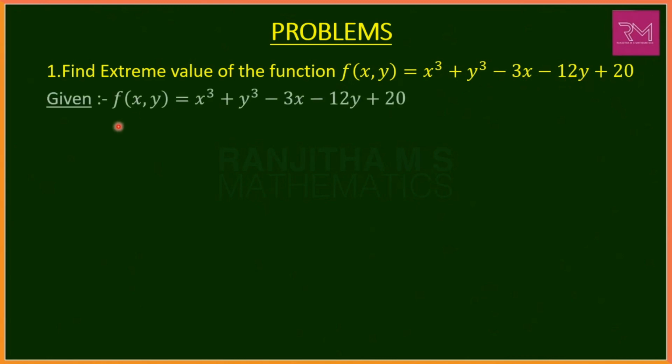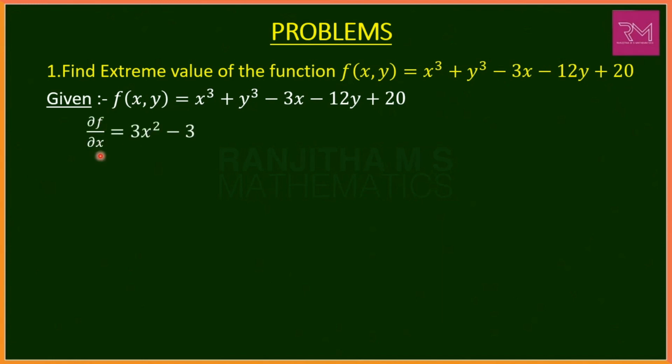Here, what's the first step? We have to take the given function f of x comma y which is equal to x cube plus y cube minus 3x minus 12y plus 20. Here in the problem they have mentioned we have to find the extreme value of the function, that means maximum and minimum value for the function. After writing the function f of x comma y, in the next step we have to find del f by del x and del f by del y.